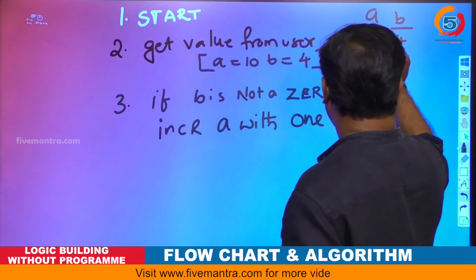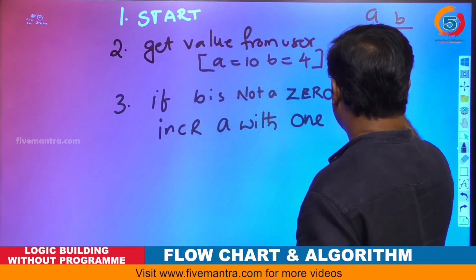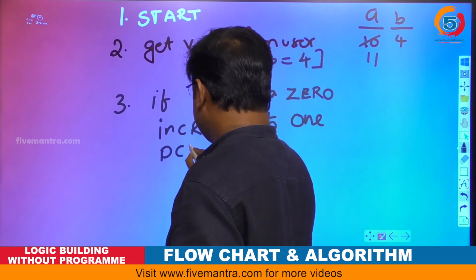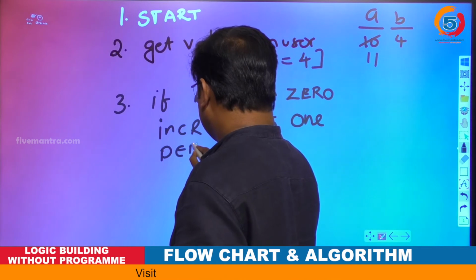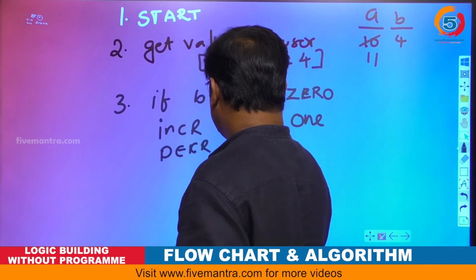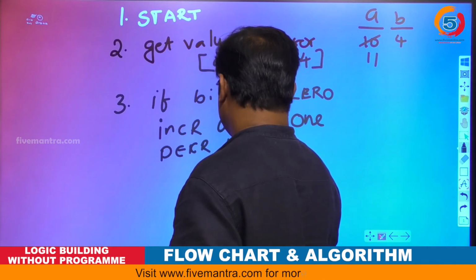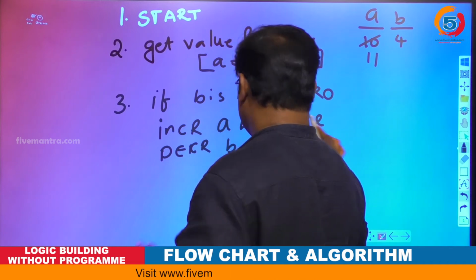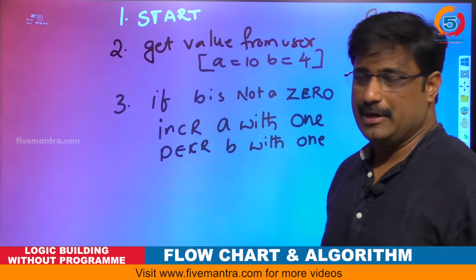Means now a value will be 11, right? And meanwhile what you have to do is decrement, DECR, decrement b with 1. Same question, b with 1. This is another one, right? Simple step, you understood, right?